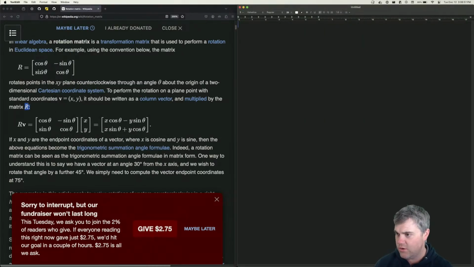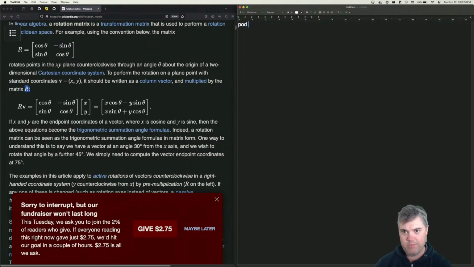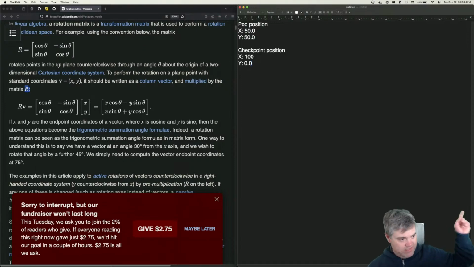Okay, so we start with our pod position. X is, let's say, like 50. Y is like, we're going to do something really, really simple to begin with. Our checkpoint position is X is like 100, Y is 0. So it's above us and to the right.